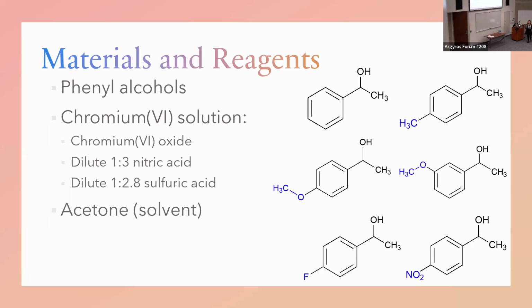So for the materials and methods section, here is the list of the alcohols we used. We have the parent phenylethanol, where there are no substituent groups, or mainly just hydrogen, and four para-substituted and one meta-substituted. The chromic acid solution is made from chromium-6 oxide solid mixed with dilute nitric acid and dilute sulfuric acid. And of course, acetone was used as the solvent due to its good solubility with the phenyl groups.